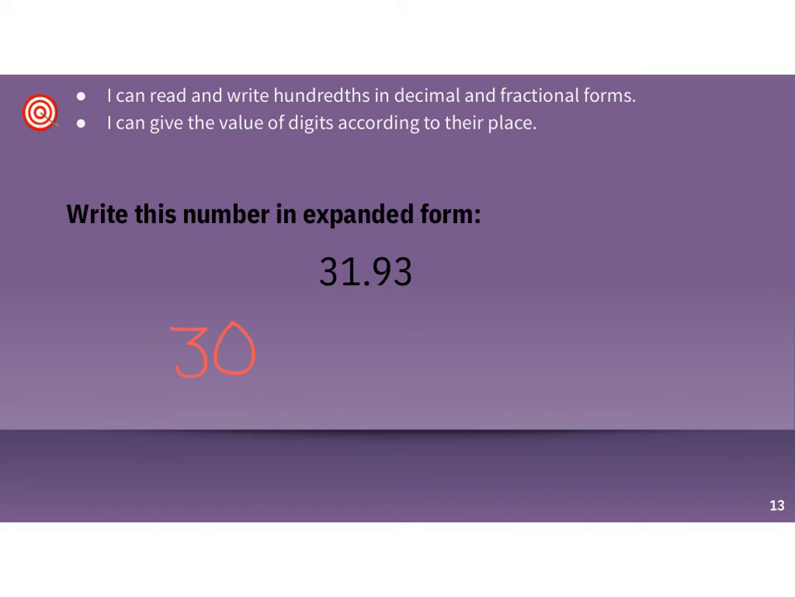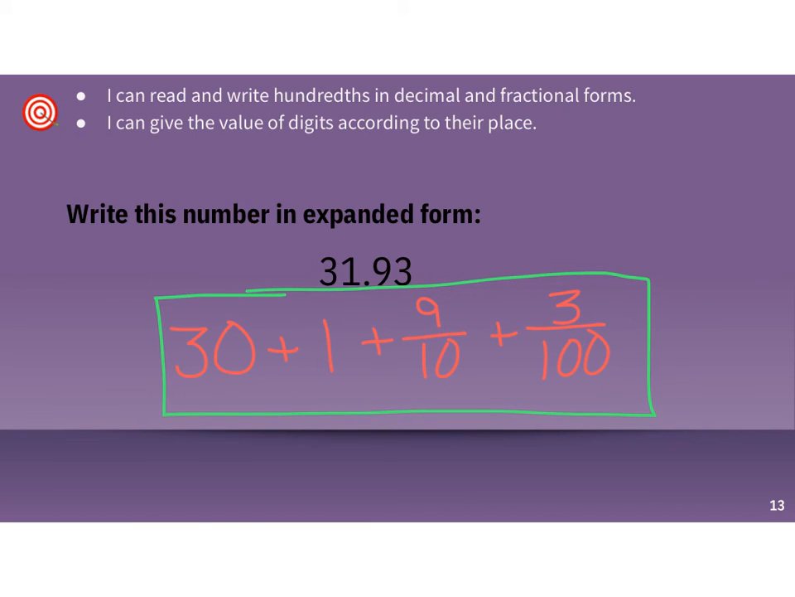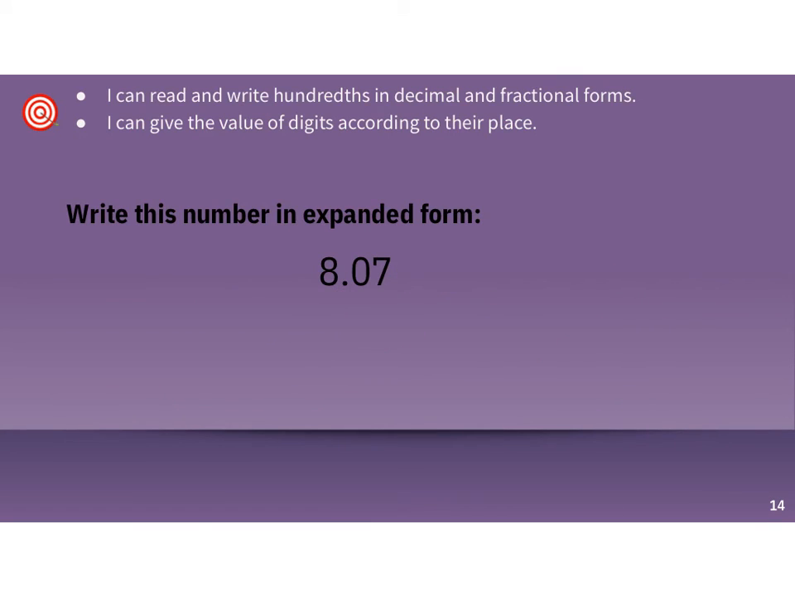3 tens would have the value of 30. 1 would be a value of 1. 9 tenths and 3 hundredths. Did you get the value of each of those digits? This is 31 and 93 hundredths written in expanded form. How about 8 and 7/100ths? What would that look like in expanded form?